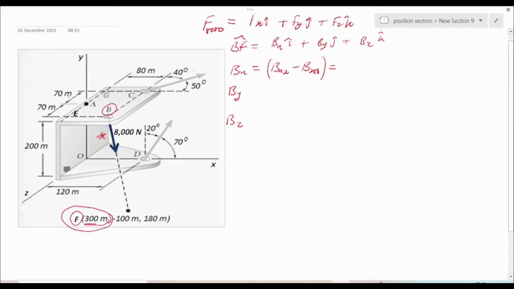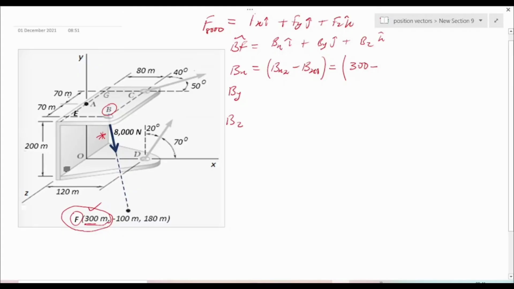What is the x component? For this case, it is 300 newtons. So we have 300 newtons minus the Bx1. Bx1 is the value of x at B. What would be the value of x at B? The value of x at B would be the position of B in respect of the coordinate system.